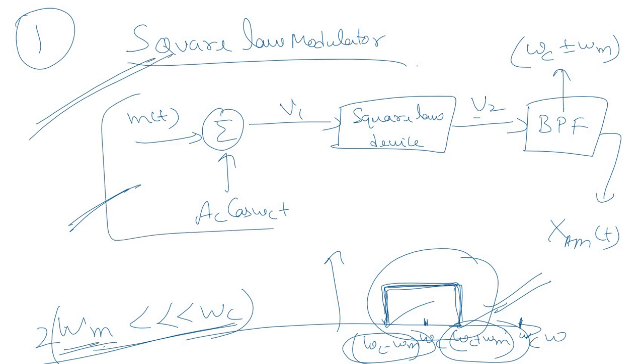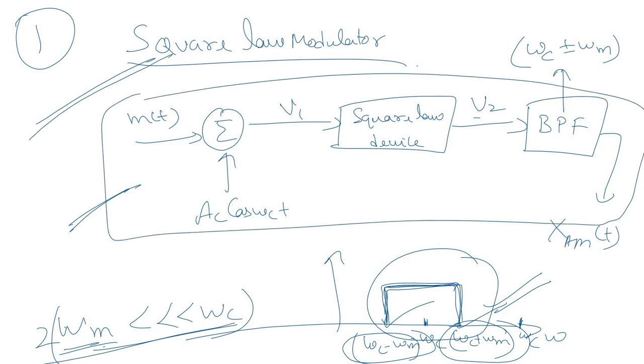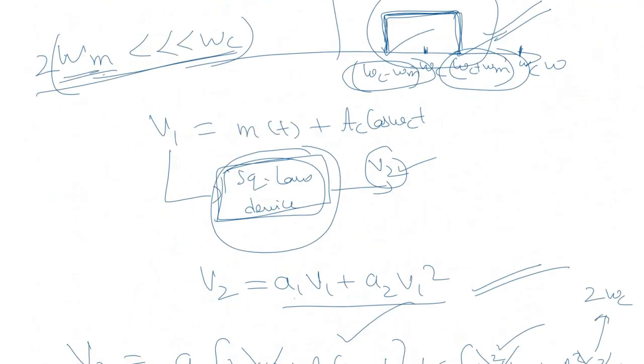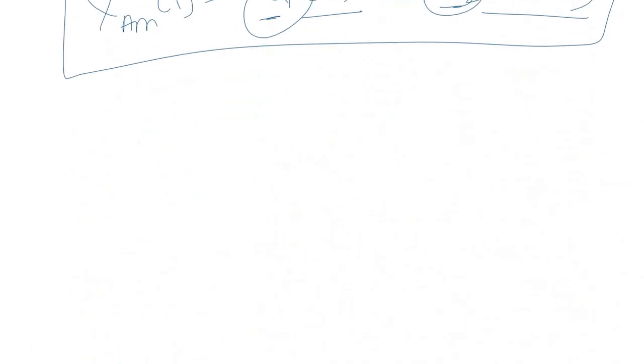Using this simple circuit, we can generate this kind of modulated signal, right? So this is the first type of modulator, which is used to generate your conventional amplitude modulated signal or DSBC type of signal. All right, so moving on, look at the second type of modulator, that is the switching modulator.